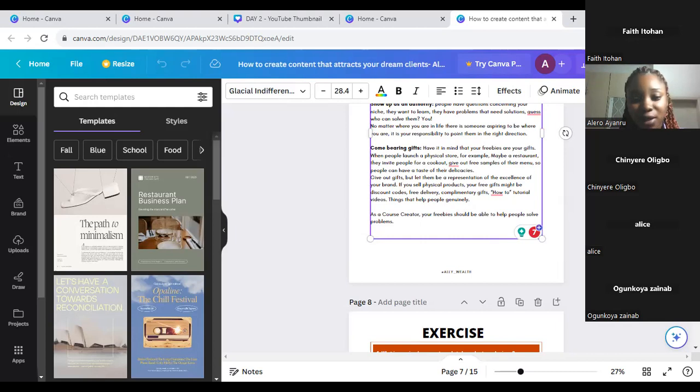So I even wrote it here, maybe a restaurant invites people for a cookout and gives out free samples of their menu, so people can have a taste of their delicacies. So give out gifts, but let them be a representation of the excellence of your brand. That is, don't just give out a gift that looks as though you brought it out from a rack somewhere, but a gift that is good.